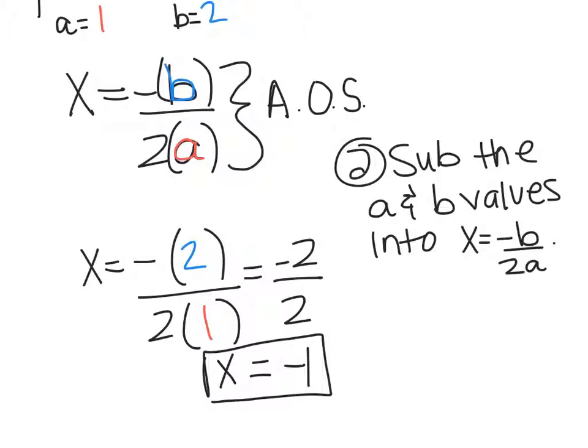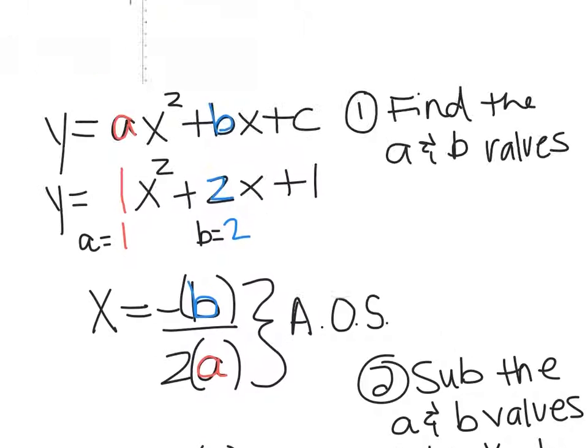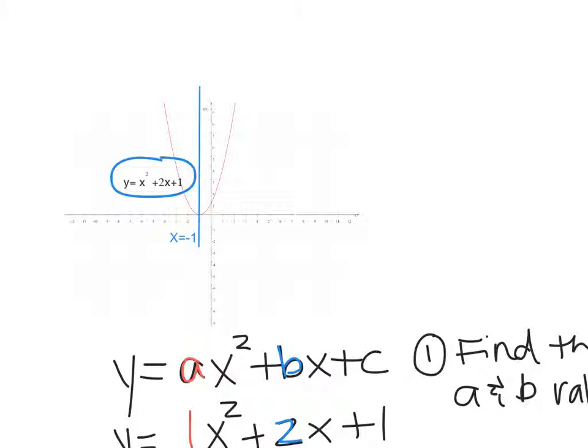Before, you knew how to find it on the graph. Let's just double check to see that we got the right answer by looking at the original graph. And look at that, it was x equals -1. So the axis of symmetry for y equals x squared plus 2x plus 1 cuts the parabola in half and passes through the vertex at x equals -1.